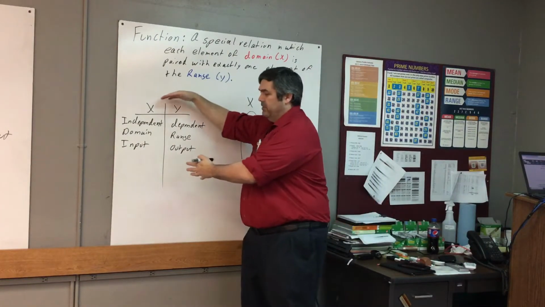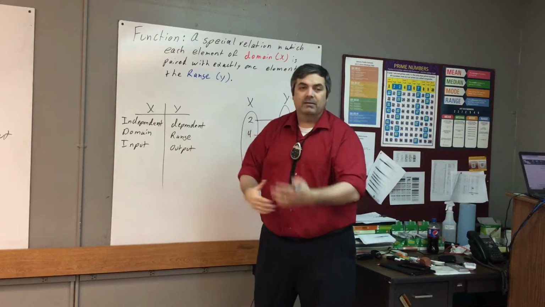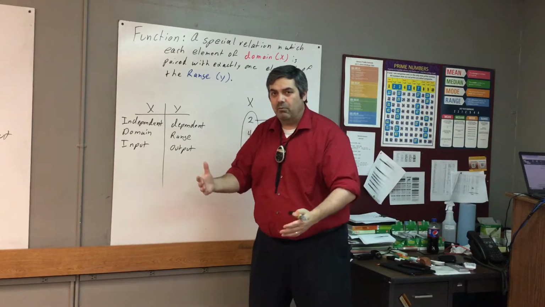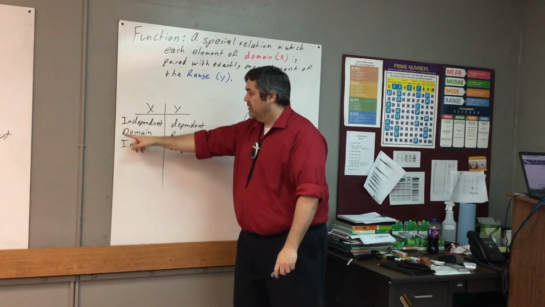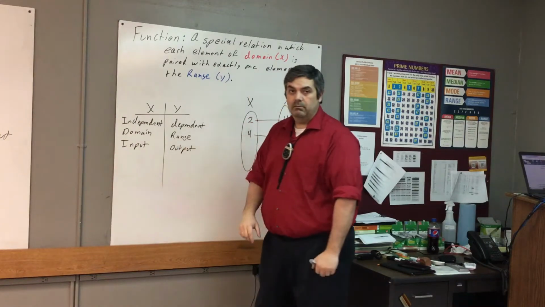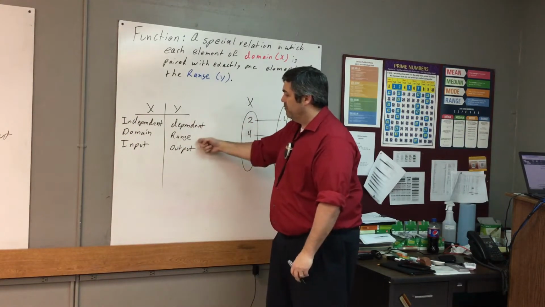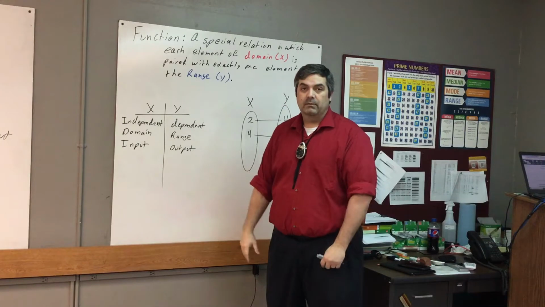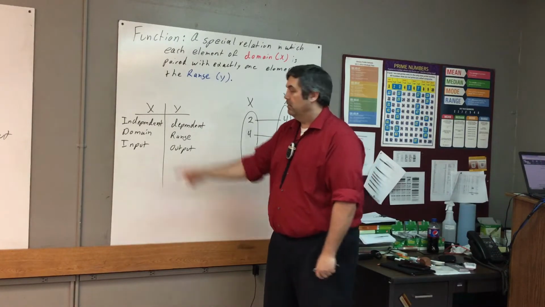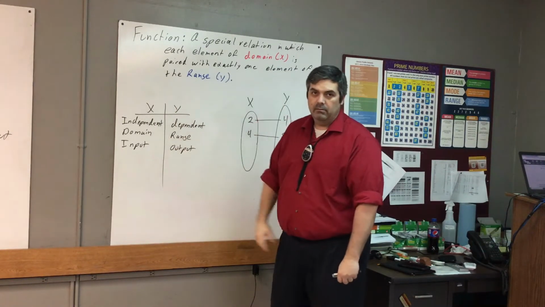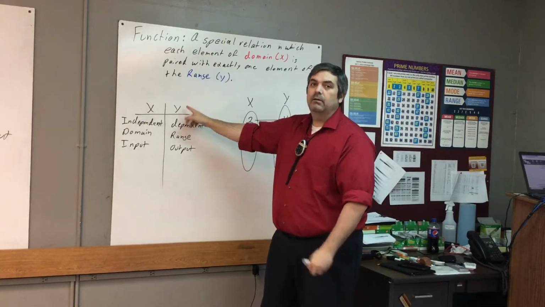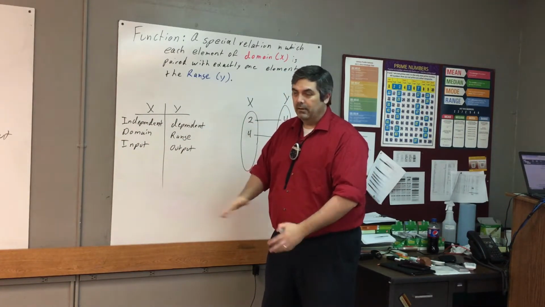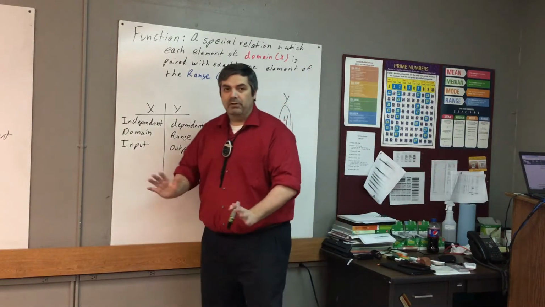Here's a little setup of the different names that they call X and the different names that they call Y. X's are independent, domain, and input. Y's are dependent, range, and output, and you've got to memorize these. They all mean the same thing, the X and the Y. So these are the X's, these are the Y's. You have to memorize those. It just makes everything so much easier when you have those memorized.